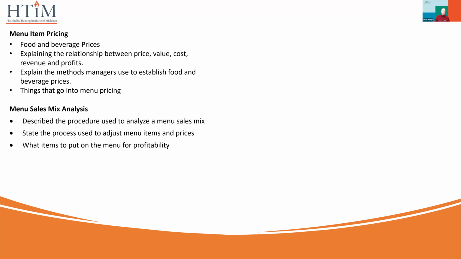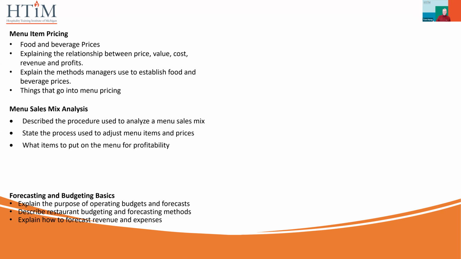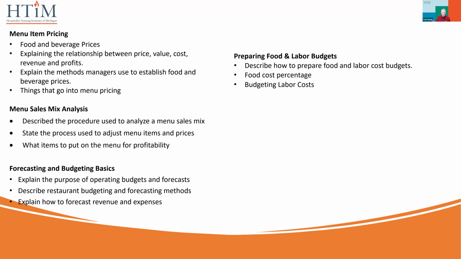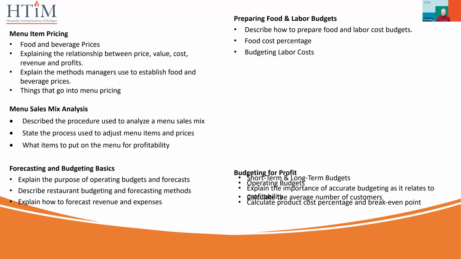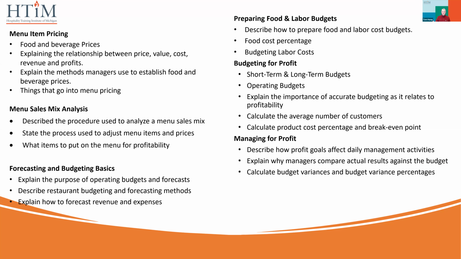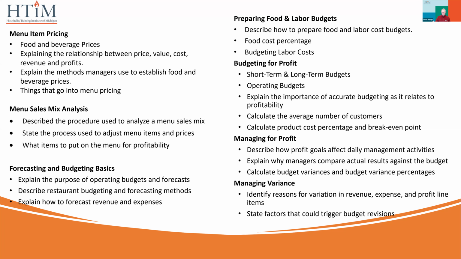There we go. Okay. We're going to describe some of the procedures used to analyze menu sales mix, state the process used to adjust menu items and prices, what items to put on the menu for profitability, forecasting and budgeting basics. We're going to talk about preparing food and labor budgets, budgeting for profit, managing for profit. So budgeting for profit and then making sure that we're doing the things that we budgeted for, and then managing what we call our variance.